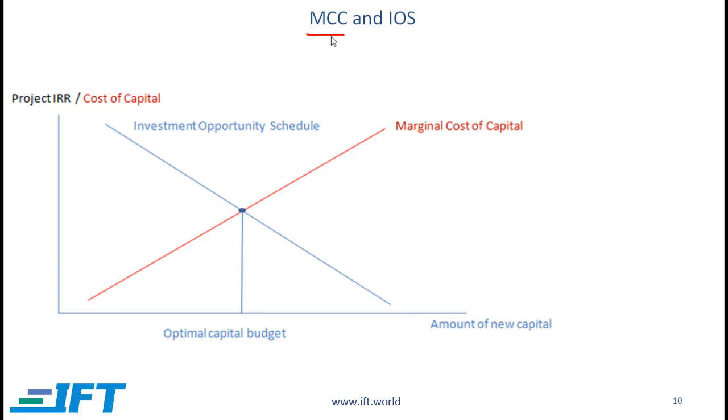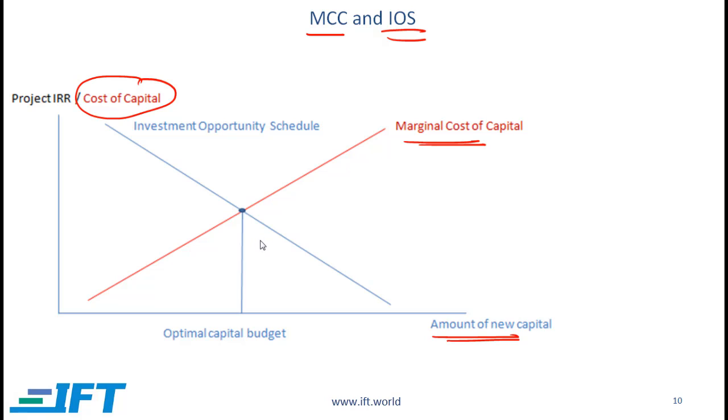Marginal cost of capital and investment opportunity schedule, or IOS. What we are looking at here is the marginal cost of capital, which is the red line, and the investment opportunity schedule, which is the blue line. The marginal cost of capital we have already talked about. As we raise additional amounts of new capital, the cost of capital goes up.